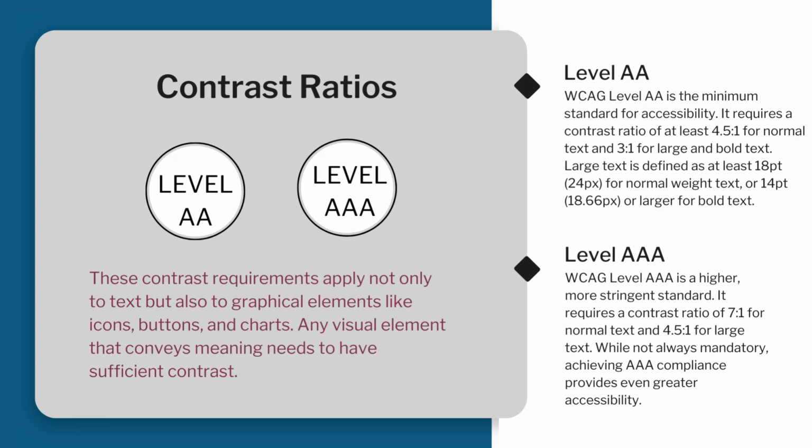Now, these guidelines apply not only to text, they do apply to icons and buttons and charts and other elements. Any element that conveys meaning needs to have sufficient contrast. For level AA color contrast, the guidelines for normal text, which would be text up to 16 pt, the color contrast minimum is 4.5 to 1. And then for larger text, which would be 18 pt or larger, or bold text, which has to be 14 pt or larger, the contrast minimum is 3 to 1.